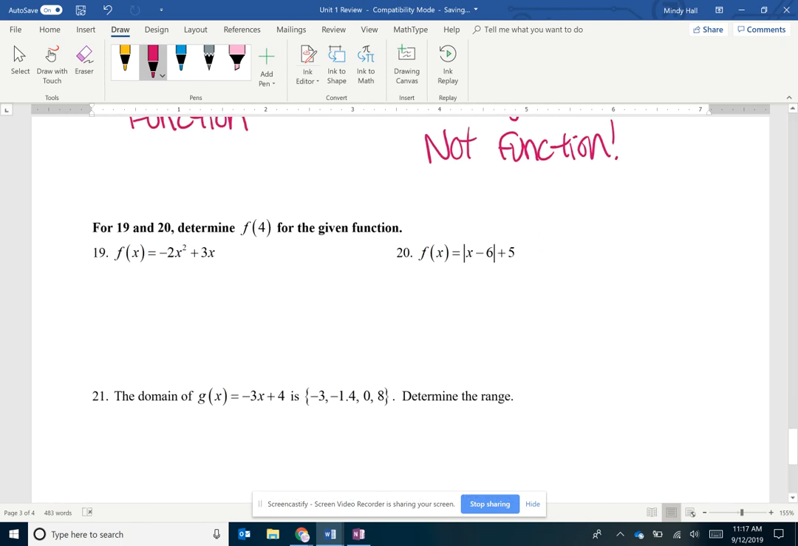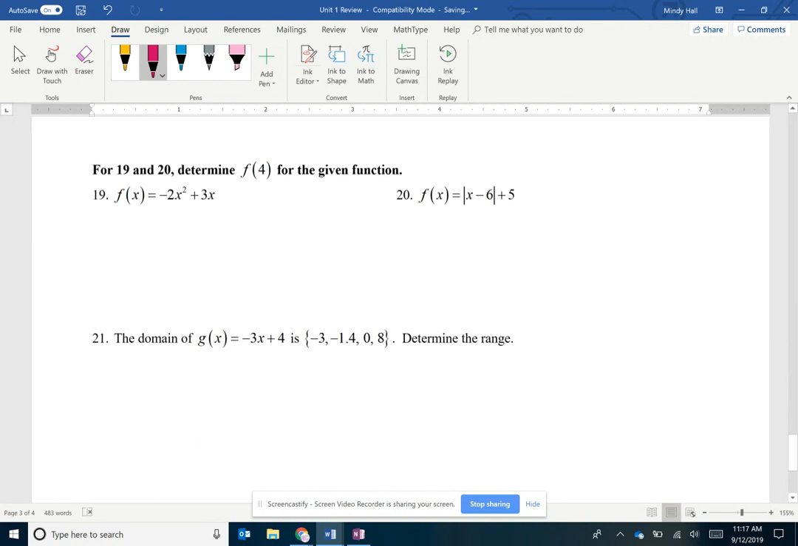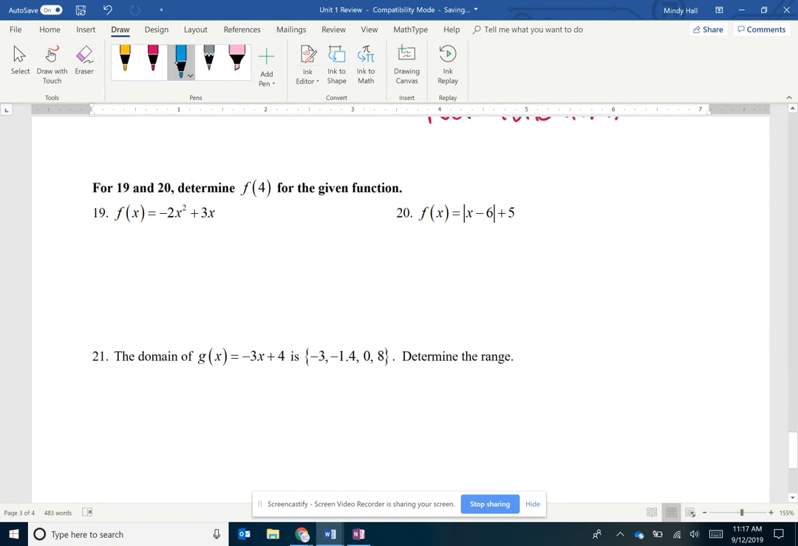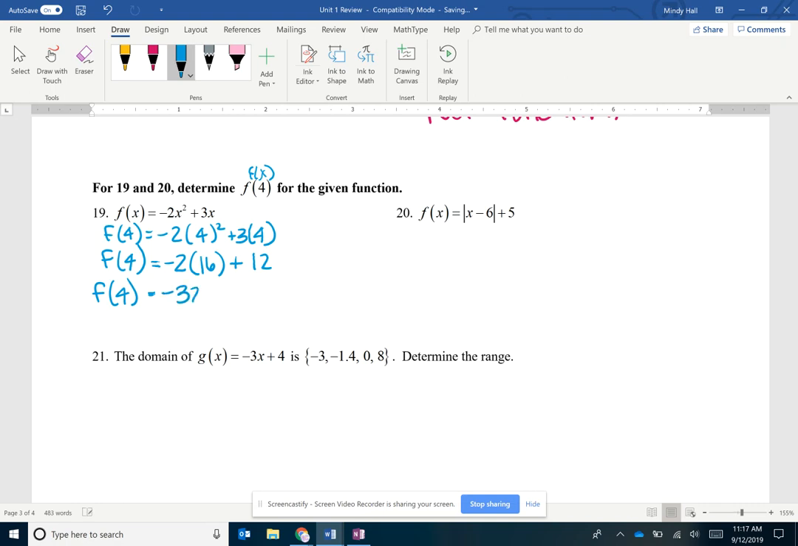So for 19 and 20, we have to use function notation, and we are just going to find f of 4. Because it's normally f of x, what this is saying is you are plugging in 4 for x. So f of 4 is -2 times 4 squared plus 3 times 4. F of 4 never changes. 4 squared is 16, so you have -2 times 16 plus 12. Keep in mind this squared only applies to what's right next to it. So then, -2 times 16 is -32 plus 12, and -32 plus 12 would be -20.